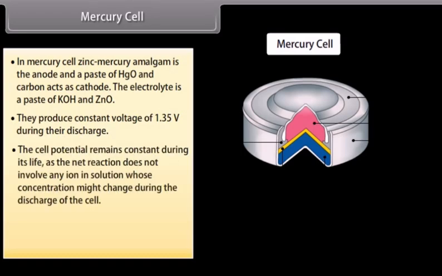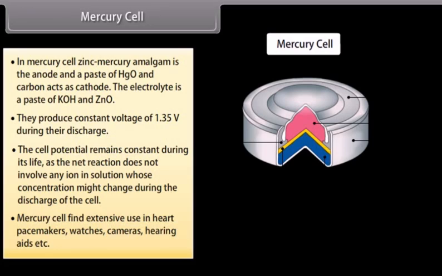The cell potential remains constant during its life, as the net reaction does not involve any ion in solution whose concentration might change during the discharge of the cell. Mercury cell finds extensive use in heart pacemakers, watches, cameras, hearing aids, etc.